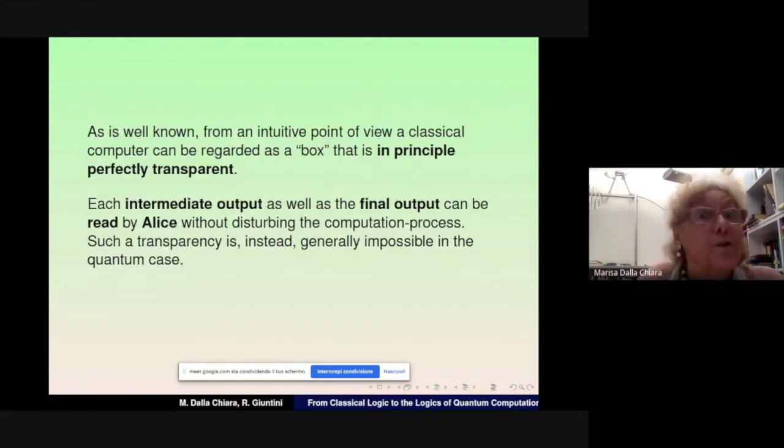As is well known, from an intuitive point of view, a classical computer can be regarded as a box that is in principle perfectly transparent. Each intermediate output, as well as the final output, can be read by Alice, in the classical case, without disturbing the computation process. Such a transparency is instead generally impossible in the quantum case.